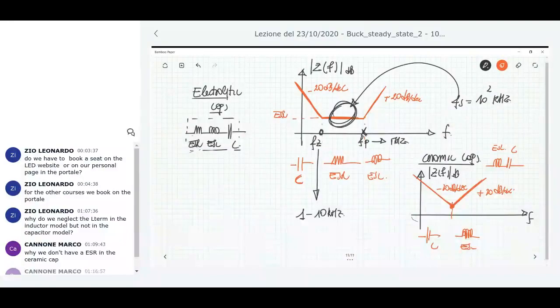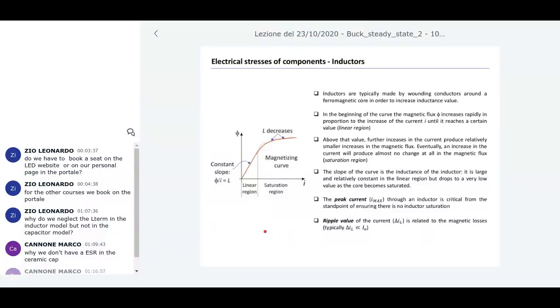Typically, this kind of frequency can be higher than the value at which we operate the converter. Typically, we are in the range of hundreds of kilohertz, so we are working with a real capacitor. This kind of behavior is different for electrolytic capacitors and ceramic capacitors, and it can have an effect on, for example, our output voltage. Do you have any questions?